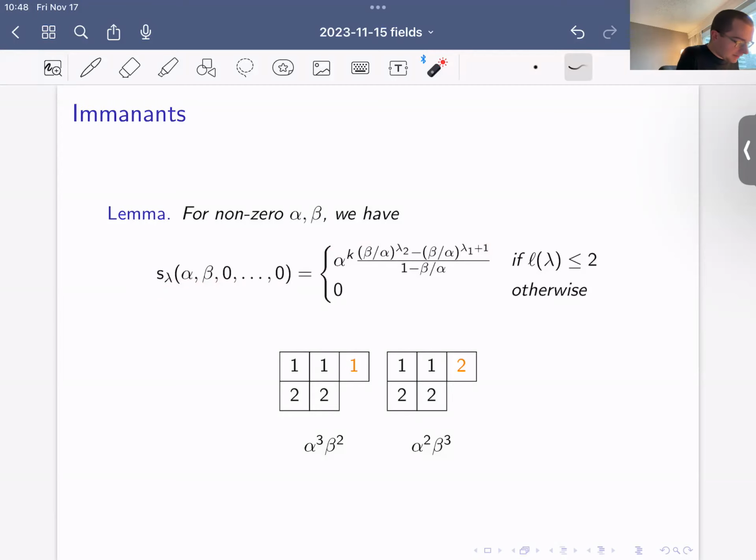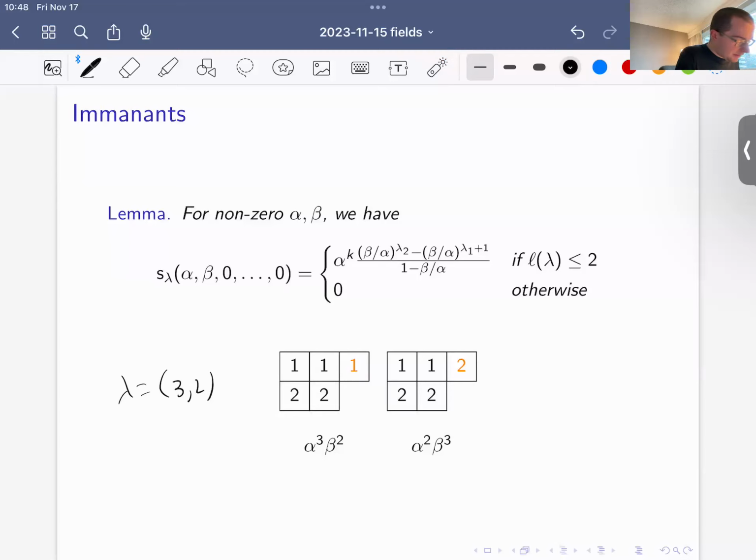So here you can kind of see how this simplification goes, because if your lambda has length 2, this lambda does, so here lambda is 3, 2.